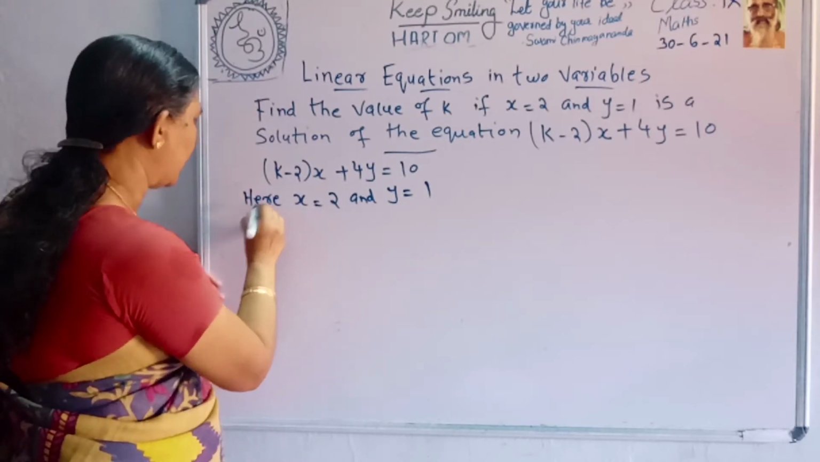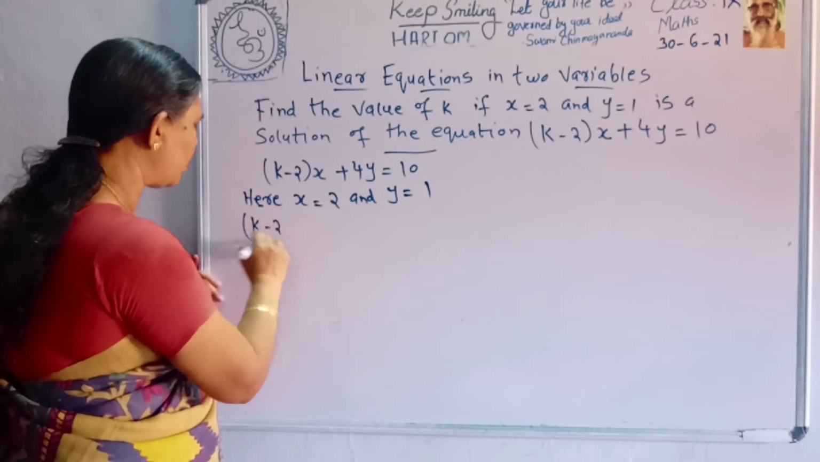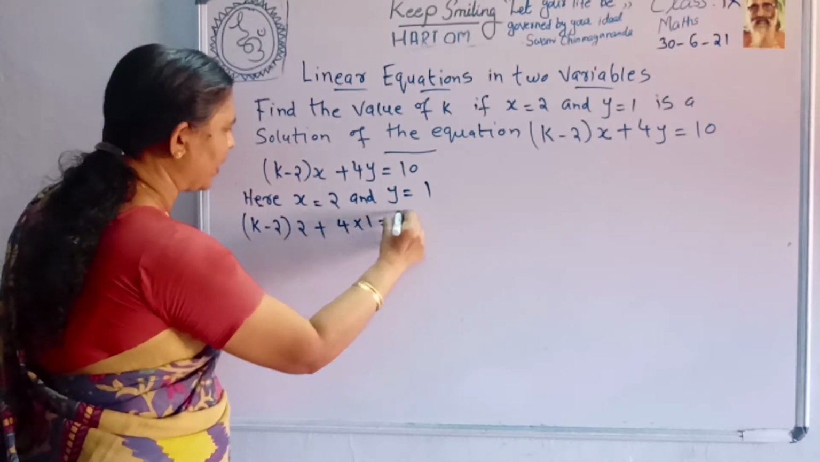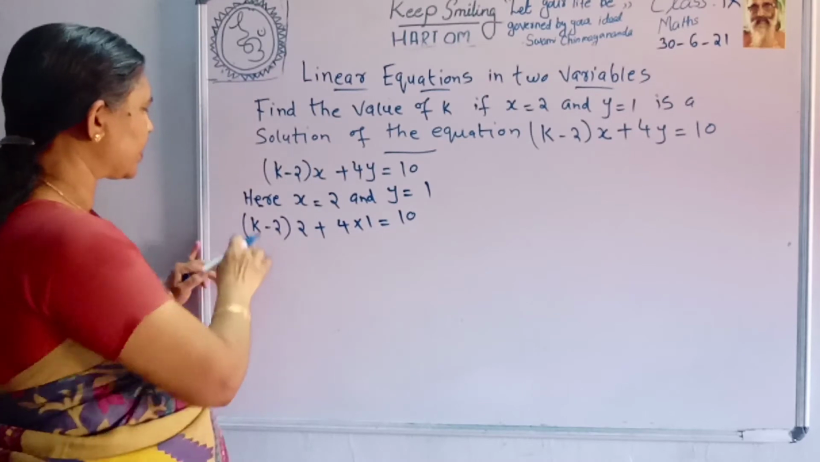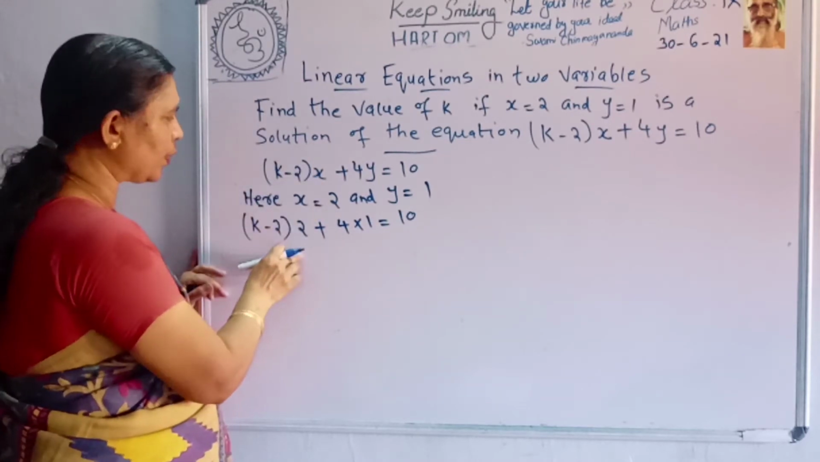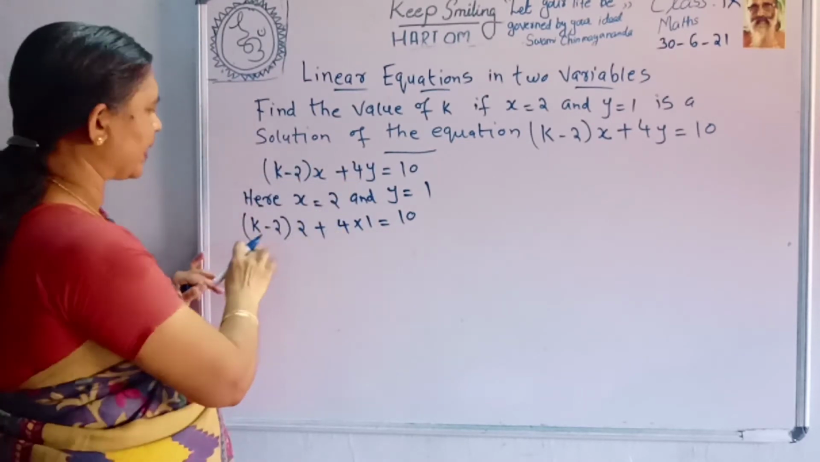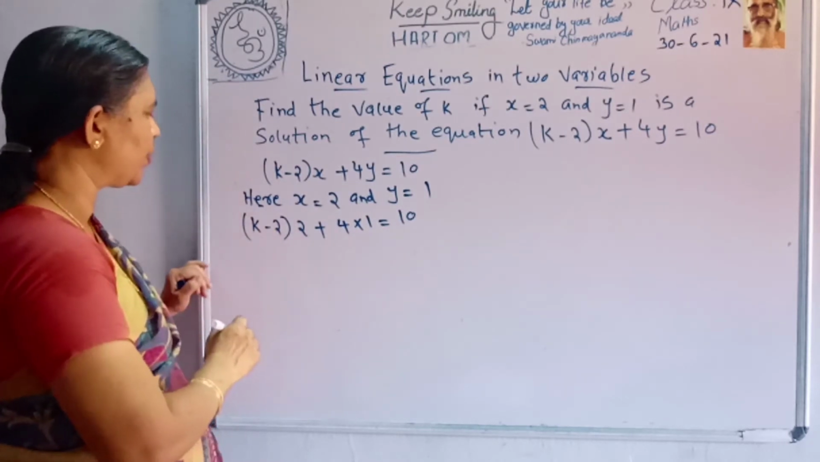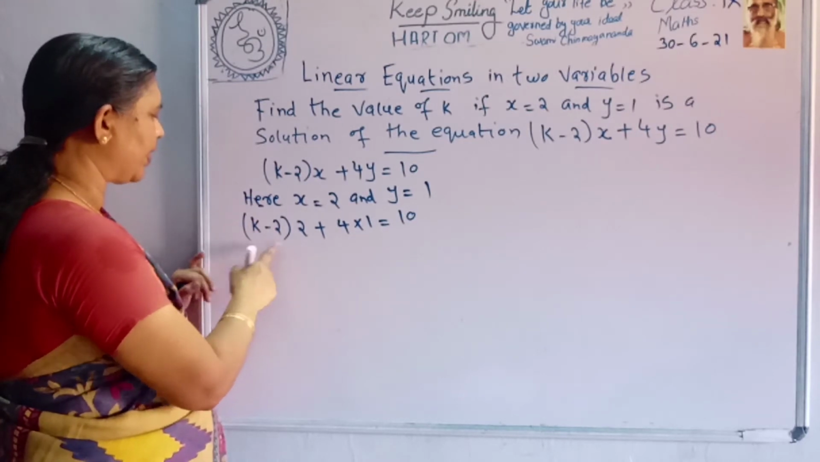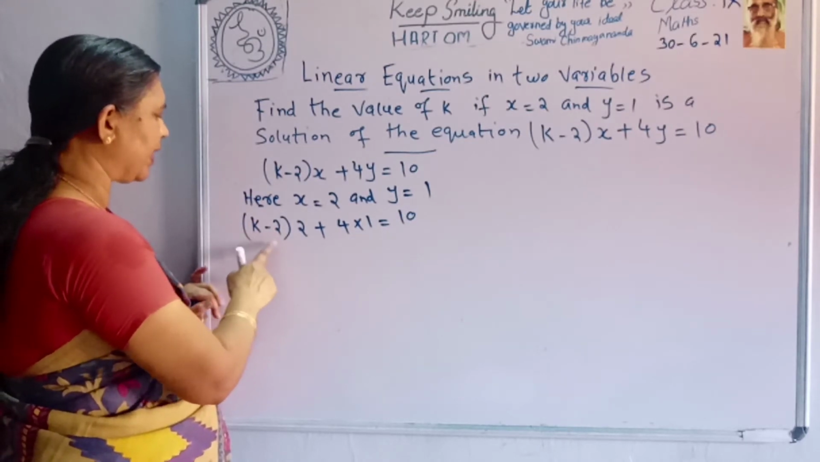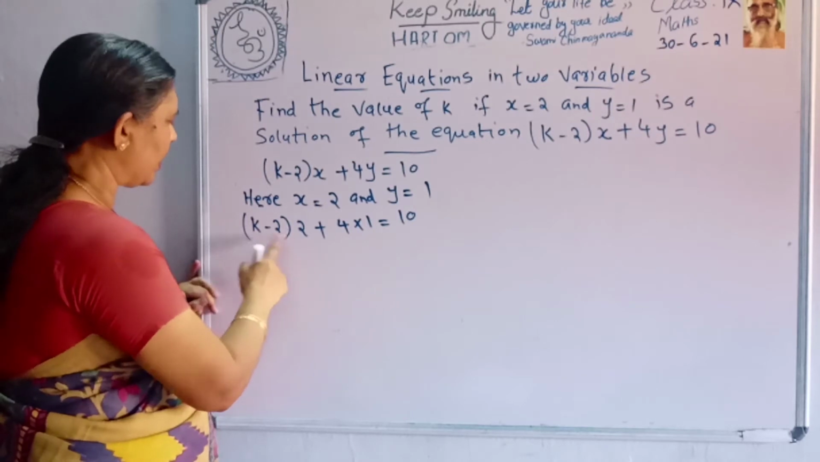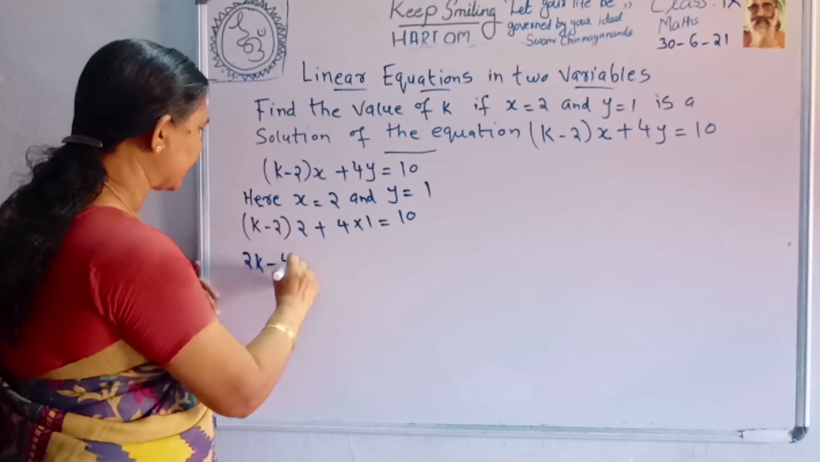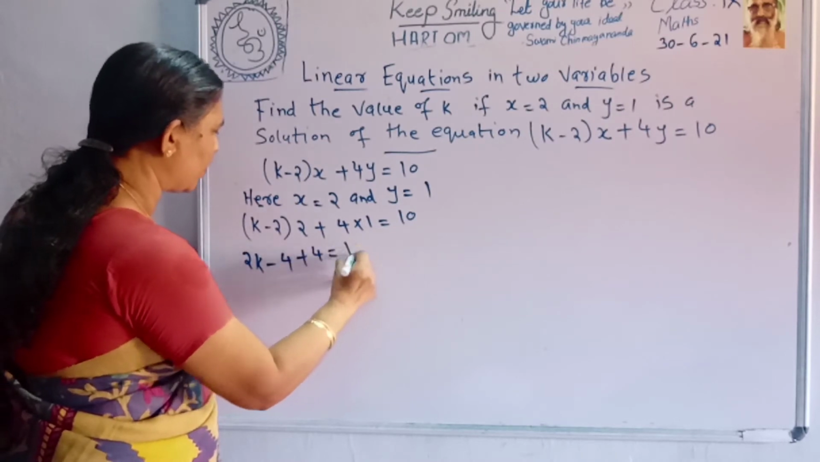That is (k minus 2) into 2 plus 4 into 1 is equal to 10. What is (k minus 2) into 2? We multiply both the terms by 2. That is k into 2 is 2k, minus 2 into 2 is minus 4, plus 4 is equal to 10.